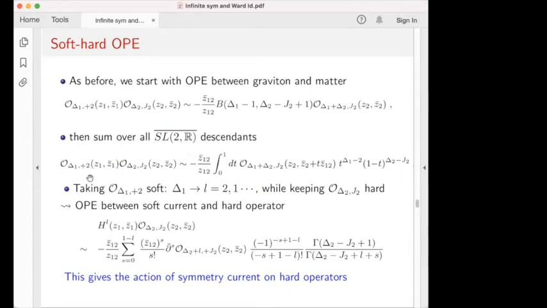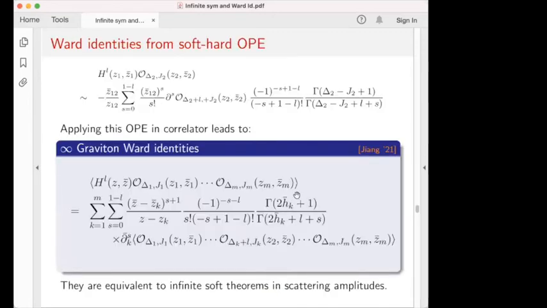In this case, this graviton will become a soft current, and then we will find the OPE between the soft current and a hard operator. Also, on the right-hand side, this integral will become a finite series, so it's a finite sum. This OPE just gives the action of the symmetry current H^l on the hard operators. My claim is that I can use this OPE in correlators and find infinite graviton Ward identities.